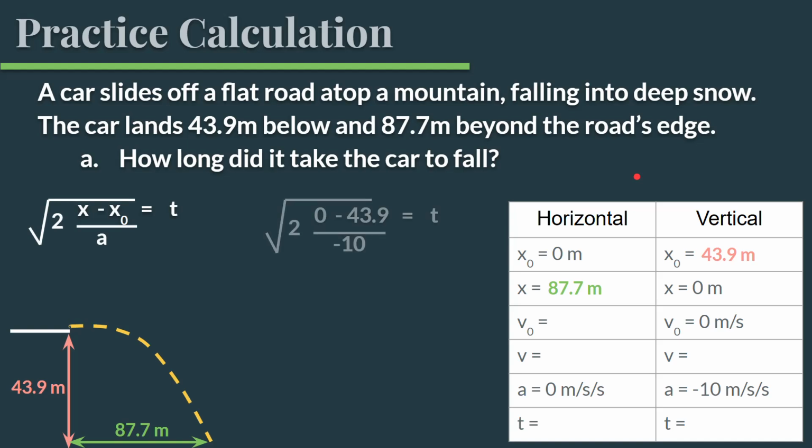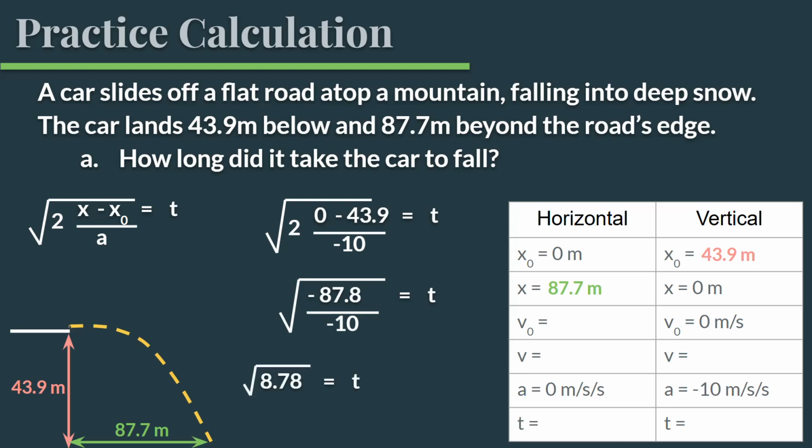When I do that, it looks like this. 2 times 0 minus 43.9 over negative 10. 2 times negative 43.9 is negative 87.8 divided by negative 10 becomes 8.78. And again, all of that is under the square root, so I need to take the square root of it. Square root of 8.78 is 2.96 seconds. So I have just found the time it took the car to fall.